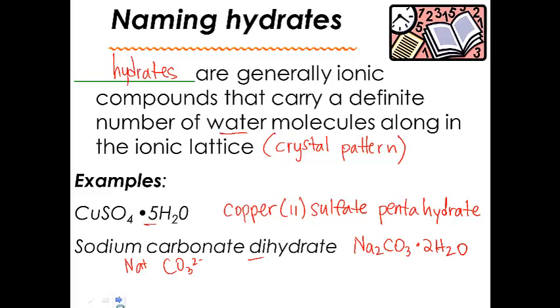Overall, there are 4 different categories for naming compounds: ionic, covalent, acids, and hydrates. Let me know if you have any questions.